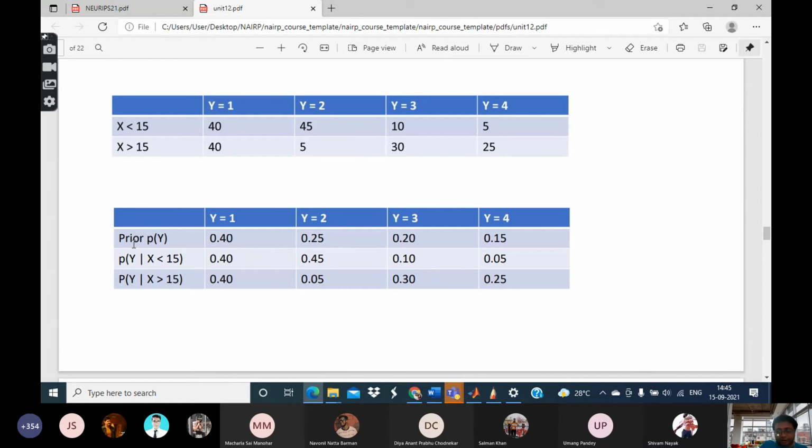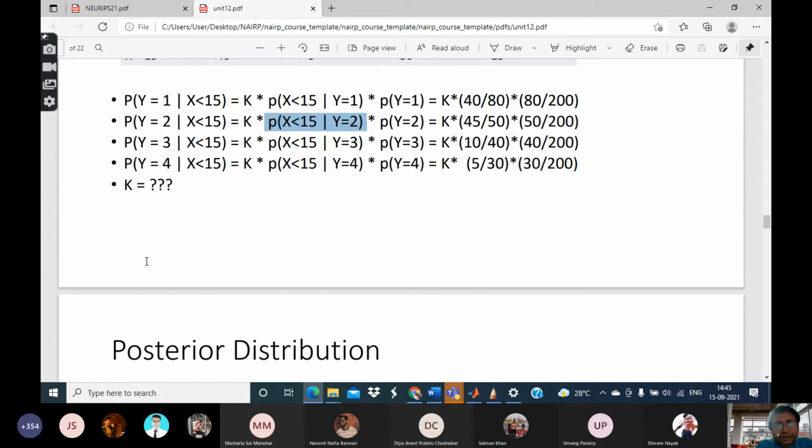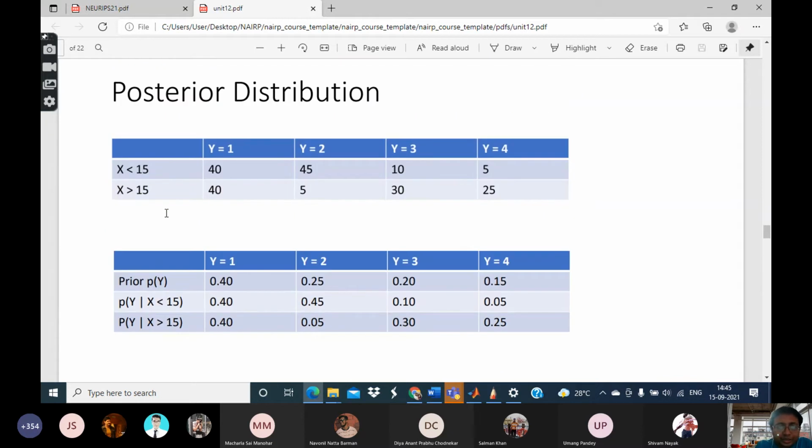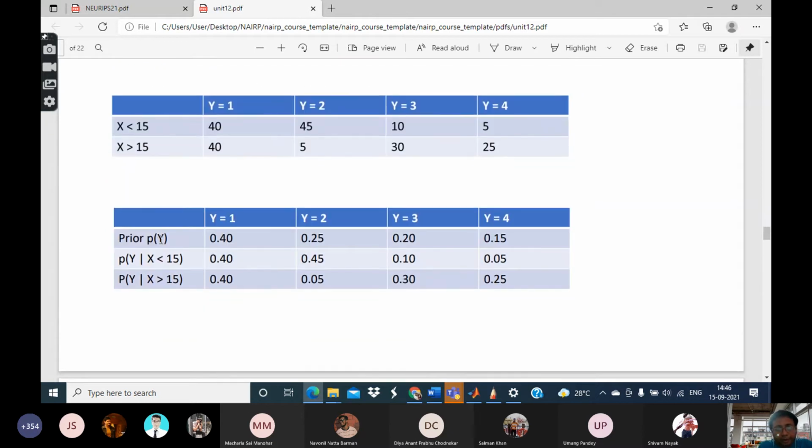And now what we may be interested in understanding is the relation between the prior and the posterior. As I said earlier also, this is the prior and this is the posterior. So both prior and posterior are distributions over the label space. So in a sense, they are comparable. If you look at the prior distribution, this is what it looks like. The prior probability that y equal to 1 is 0.4, and that y equal to 2 is 0.25, and so on and so forth.